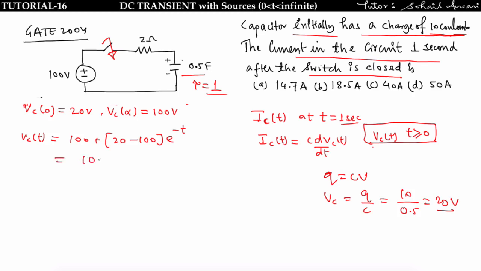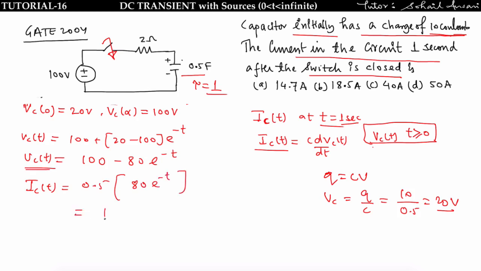That means finally I will get 100 minus 80 e to the power minus t. This is my Vc of t, and we have to find the Ic of t at t is equal to 1 second. Means find Ic of t first. Ic of t is C dv by dt. What is C? C is 0.5, and we differentiate this Vc of t with respect to time. I will get 80 e to the power minus t, so finally Ic of t is 40 e to the power minus t.